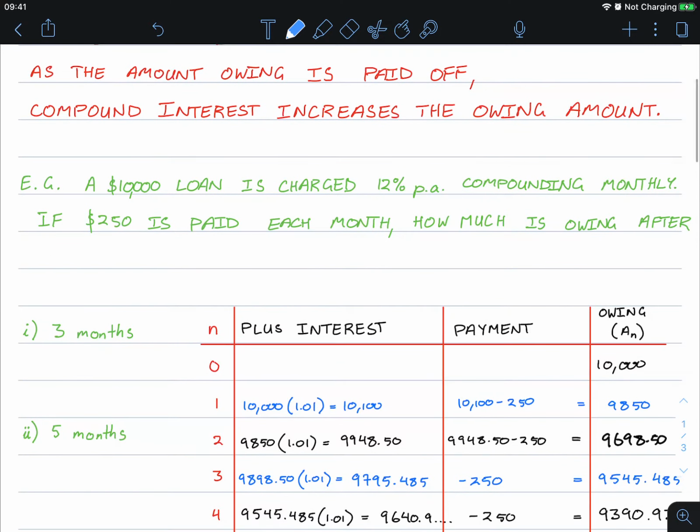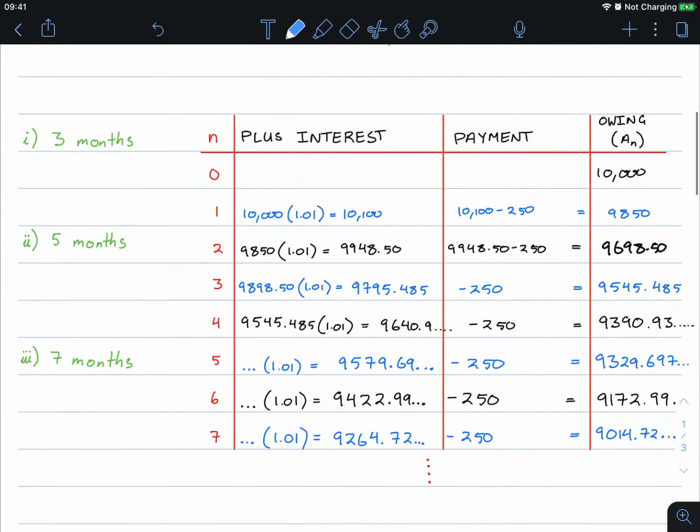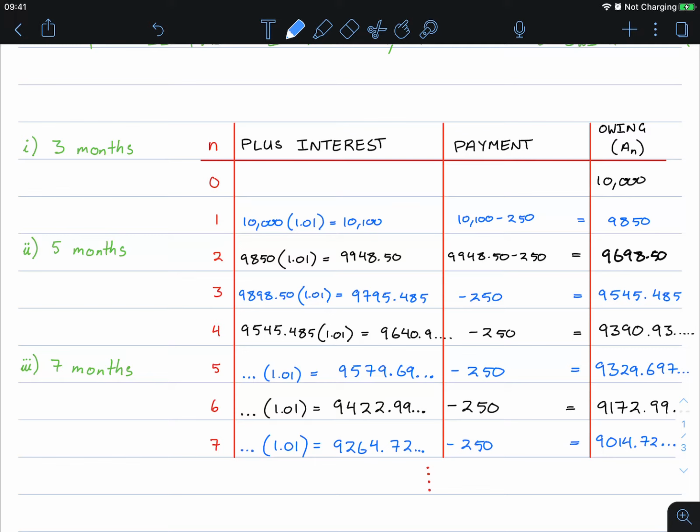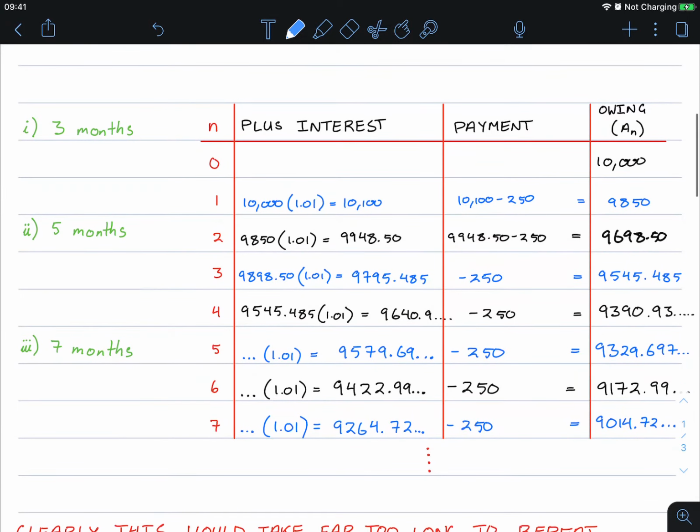So let's say we take a $10,000 loan and it's charged 12% per annum, compounding monthly. If $250 is paid each month, how much is owing after 3 months, 5 months, and 7 months? So here's a table simulating what might happen with the loan. In the 0th month, when we take the loan, we owe $10,000. So A0 is $10,000. That $10,000 will be charged 1% and it will be added. So we now owe $10,100.